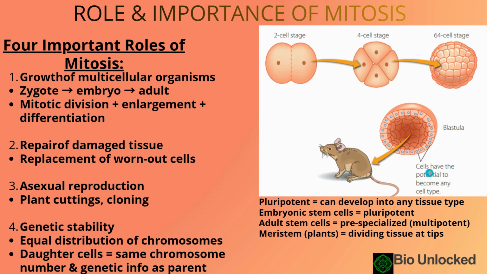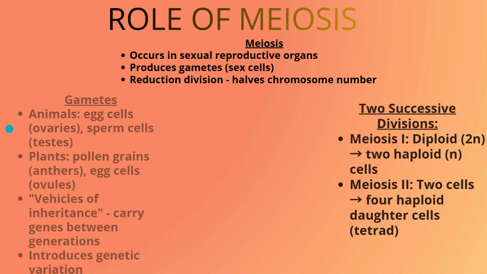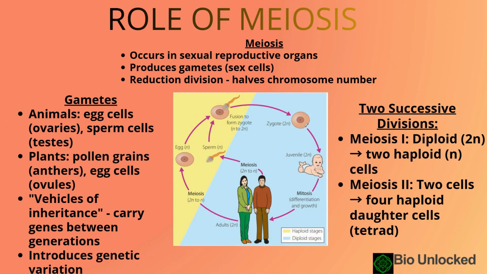Now, let's have a quick overview of meiosis. Meiosis occurs in sexual reproductive organs and results in the formation of gametes. During sexual reproduction, two parents pass genetic material to the offspring. To prevent the chromosome number from doubling each generation, let's say a parent generation starts off with 46 chromosomes. After sexual reproduction, the child would have 92 chromosomes if both sets were combined. However, meiosis prevents this.